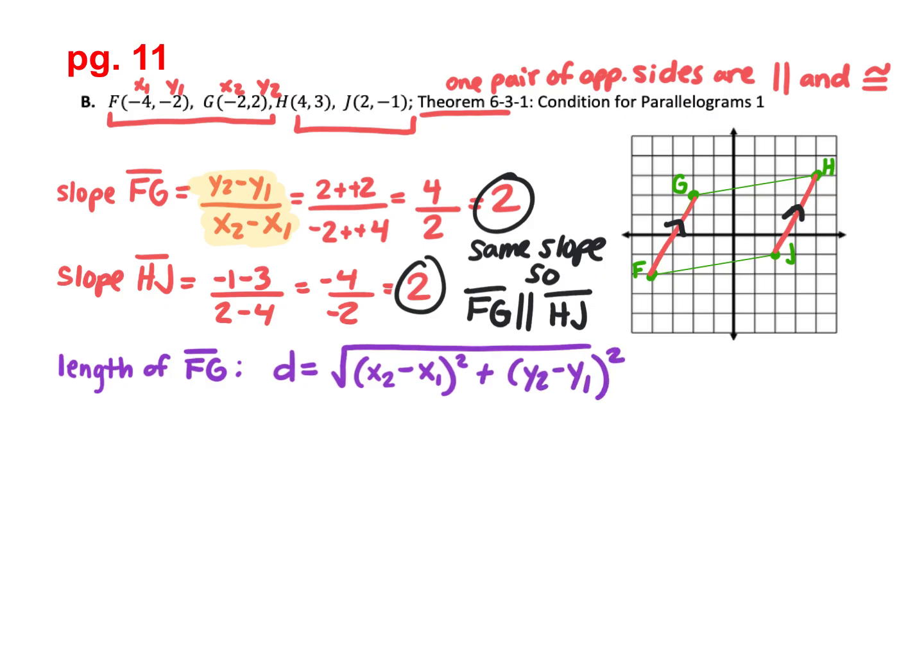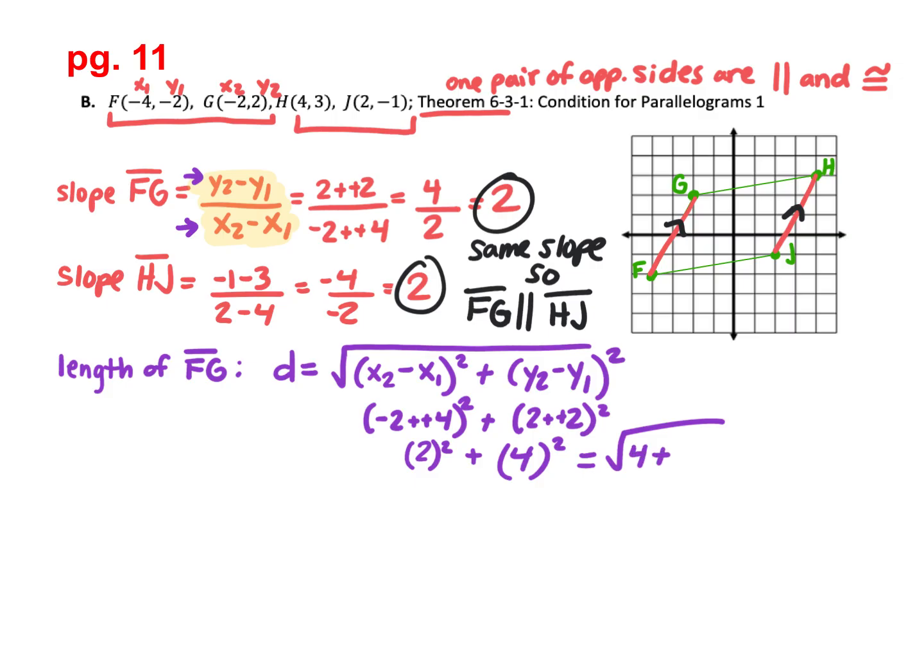Now, the nice part about this is we kind of already did these calculations right here. So when I look at FG, x2 minus x1 is just -2 minus -4. We already did that, but we just got to make sure we square it. Y2 minus y1, we also already did. 2 minus -2. Minus minus makes a plus. So here I have 2 squared and I have 4 squared. This whole thing is still under a root, so I'm going to just square those values. We have 4 plus 16, so the length of FG is the square root of 20.